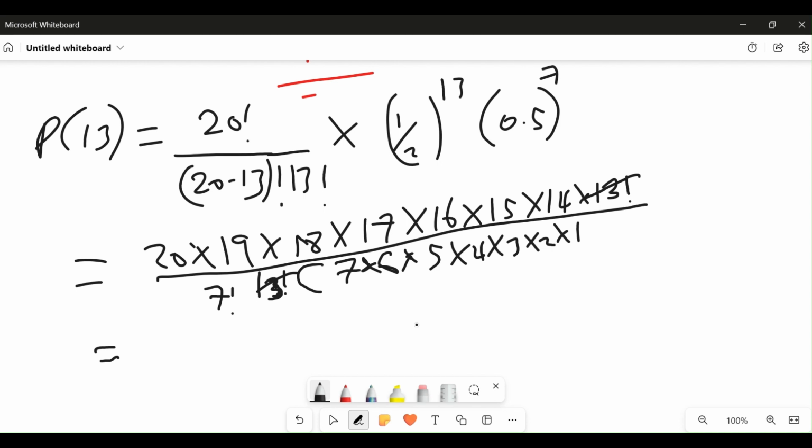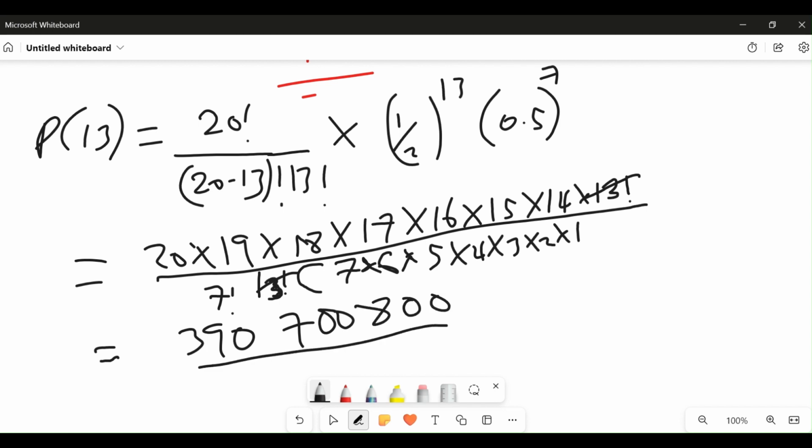This will be 20 times 19 times 18 times 17 times 16 times 15 times 14. And this will be 390,700,800, all divided by 7 times 6 times 5 times 4 times 3 times 2 times 1. That will be 5040.